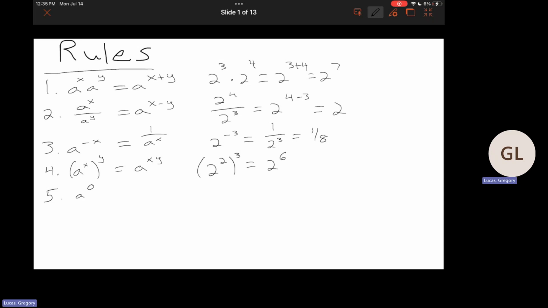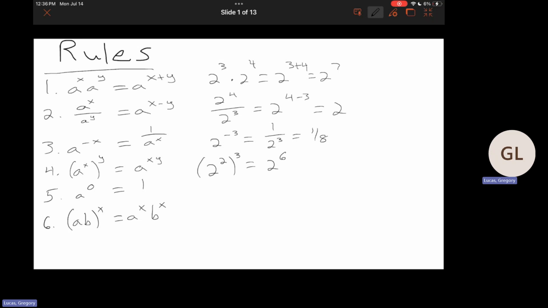If I have anything to the 0 power, that is 1. So we don't need an example of that one, but anything to the 0 is 1. I am also allowed to distribute powers. If I have, let's say, a times b to the x, this is the same thing as a to the x, b to the x.